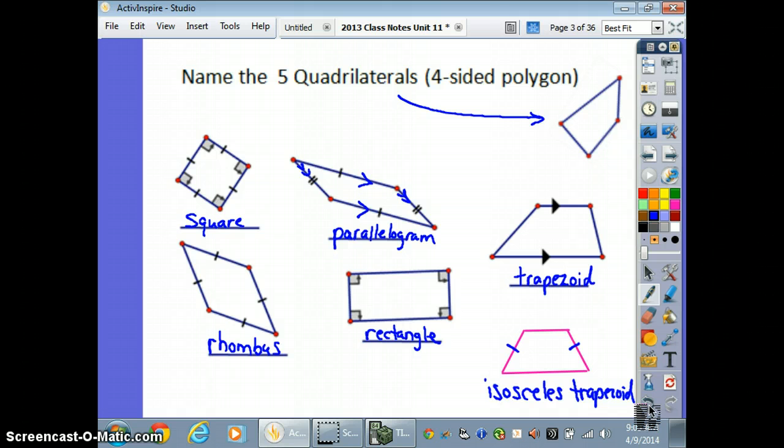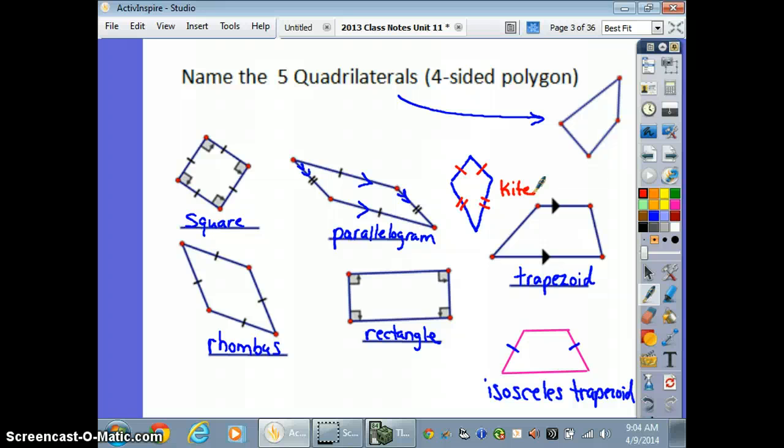And then there's one more, a kite. It has 2 pairs of congruent sides, like a rectangle does. Oh, I should have used my straight edge. But these sides, they're consecutive, they're right next to each other. These are congruent, and these 2 sides are congruent. That's called a kite. Okay, wait for you to draw that for a second.